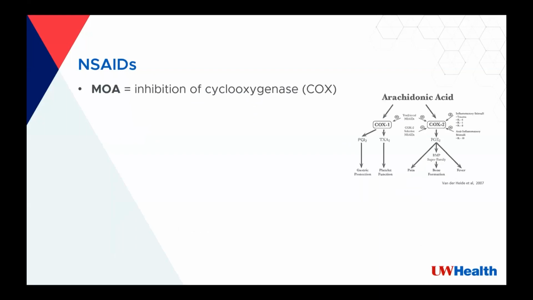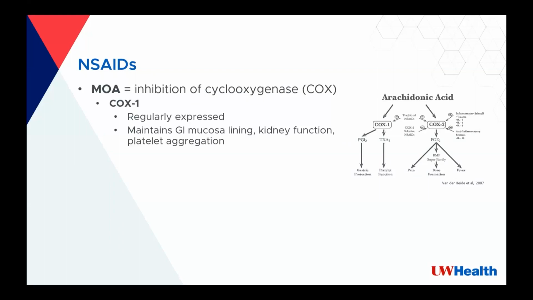So the main mechanism of action is through inhibition of cyclooxygenase, or COX. Cyclooxygenase is required to convert arachidonic acid into thromboxanes, prostaglandins, and prostacyclins. And there are 2 main cyclooxygenase enzymes, COX-1 and COX-2. So COX-1 is regularly expressed in the body and it plays a role in maintaining GI mucosal lining, kidney function, and platelet aggregation. COX-2 is not regularly expressed in the body and is instead only expressed during an inflammatory response.